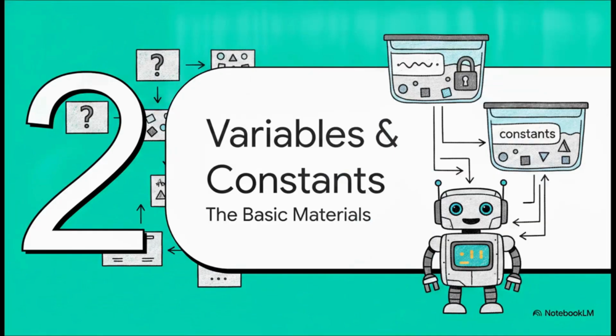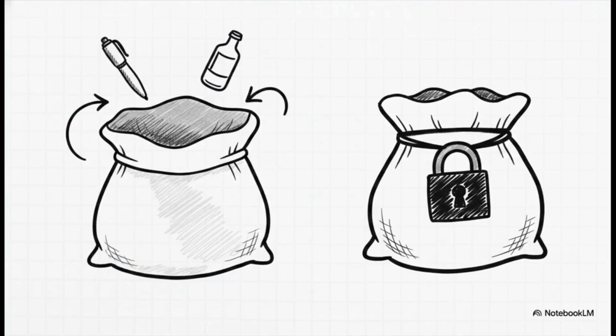Moving right along to Section 2, variables, constants, and scope. Let's take a look at our basic materials. To visualize how we store data in memory, think of variables as open bags where you can constantly swap items out. Constants, on the other hand, are bags that are permanently sealed shut.